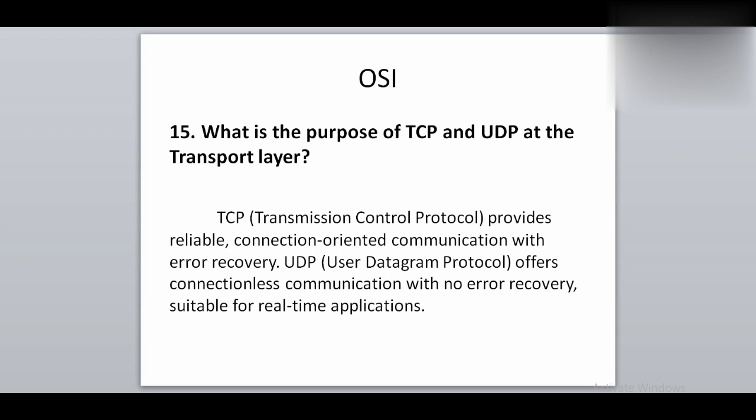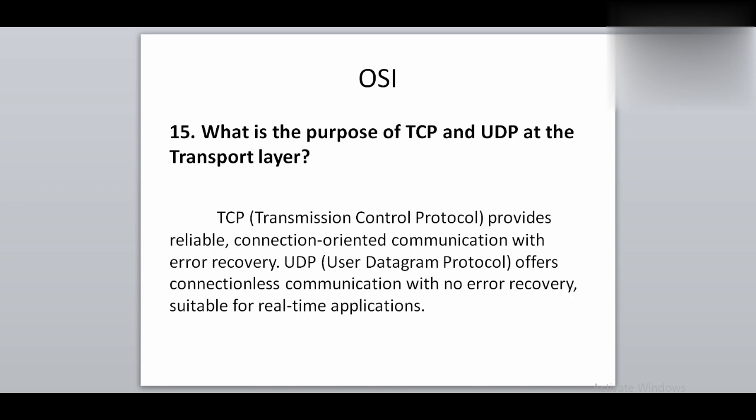Question 15. What is the purpose of TCP and UDP at the transport layer? TCP means Transmission Control Protocol, and UDP means User Datagram Protocol. TCP provides reliability, but UDP does not have any reliability. TCP is connection-oriented communication and UDP is connectionless communication.